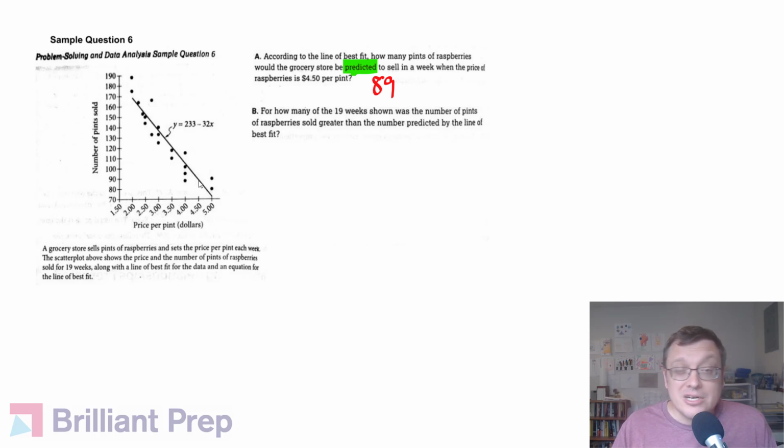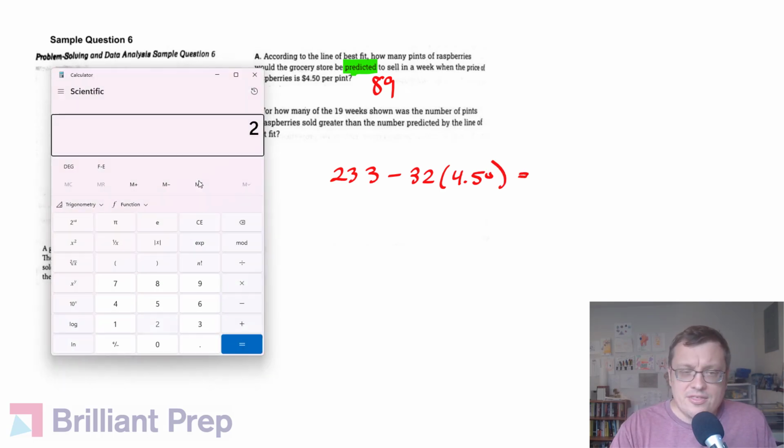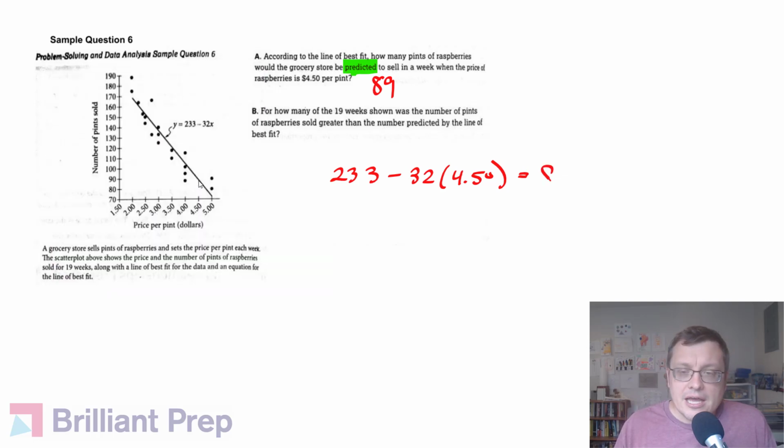Now, we actually could get the answer more directly in this particular case because we do have the equation of the line of best fit. Not always going to be given to you, so I think just reading off of here is fine. And indeed, if we plug in 450 for x, so it'll be 233 minus 32 times 450, I believe we're going to get 89 directly, which is why they have an exact answer here. But more importantly, they're not always going to give you the equation for the line of best fit, so you can just read it off of the graph.